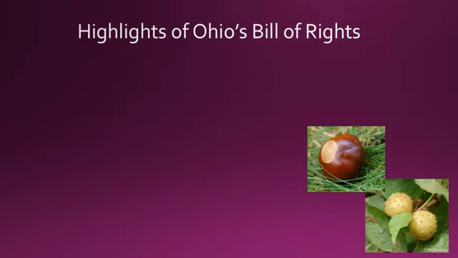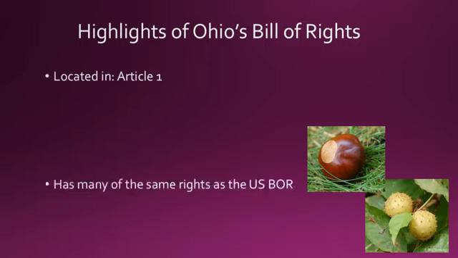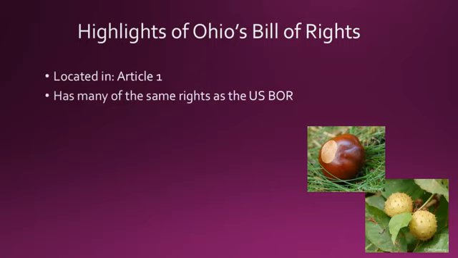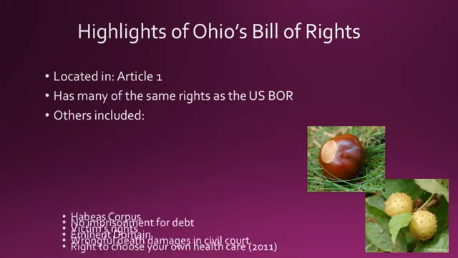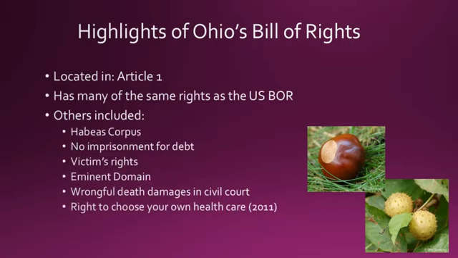So some highlights from that Bill of Rights, okay, in Ohio. It is, as I said, located in Article 1. And it has many of the same rights as you see in the United States Bill of Rights, but remember now it's protecting us at the state level for those things. Some other things that we see would be habeas corpus, which actually means to produce the body. That's what it means in Latin. And essentially, it would be something that you would try and get the judges to file on your behalf if you thought you were in jail unfairly.